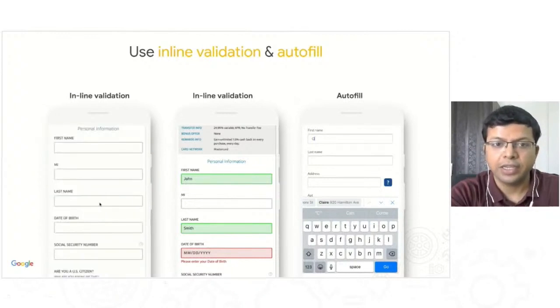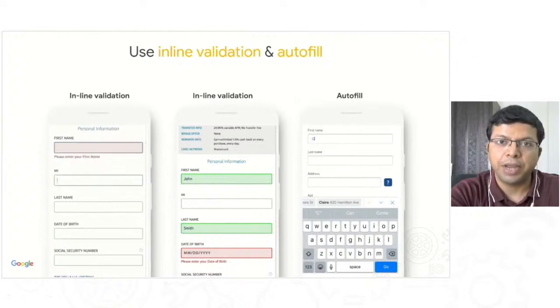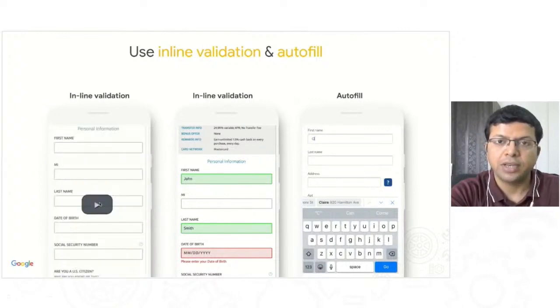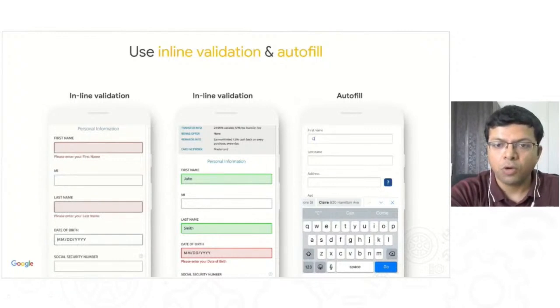If you wait until the user submits the form and then you are highlighting issues, that's again a bad practice, because the user will be clueless as to where the error really happened. So the best is to just do inline validation and show the error right then and there. The second good practice is autofill.